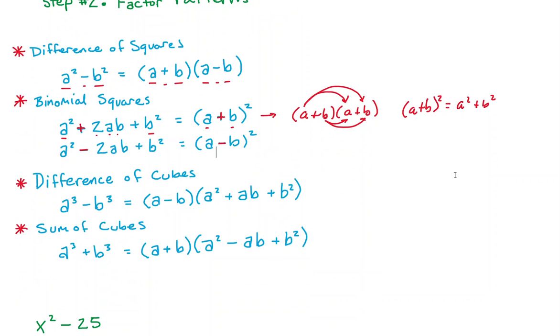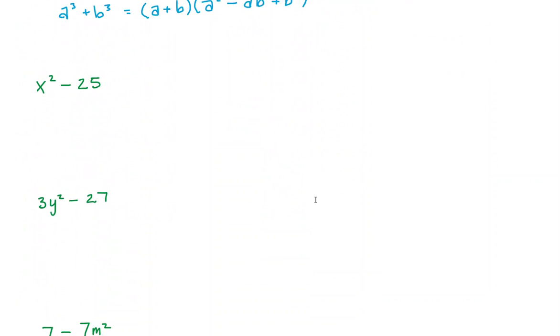Okay, so let's go through and just identify some problems. And the first one, and again, this is the most important one, is the difference of squares. And it's easy to spot because you have a perfect square here, x squared, and another perfect square here, 25, and there's a minus sign in between them. So it's really easy.